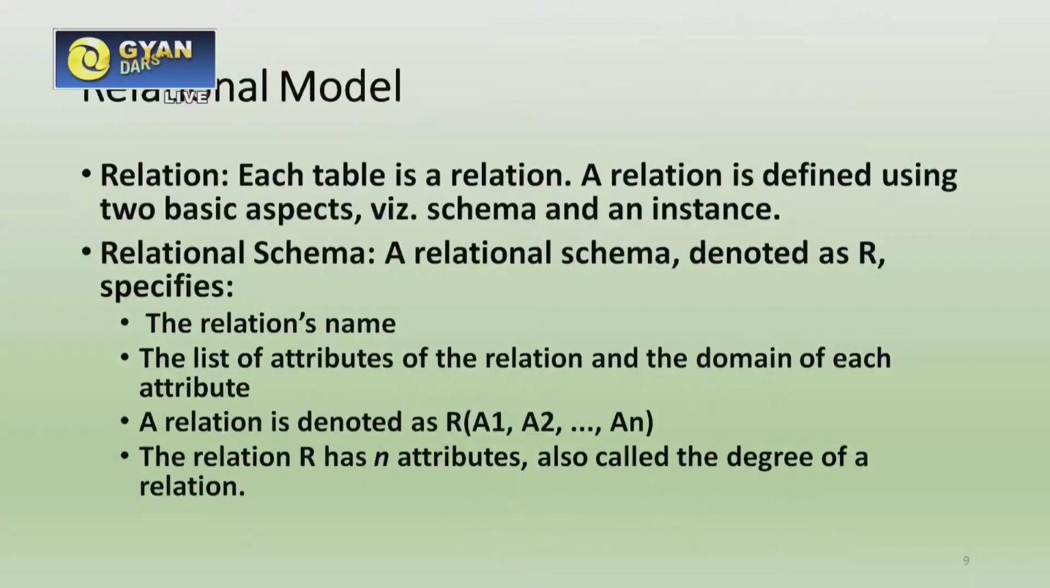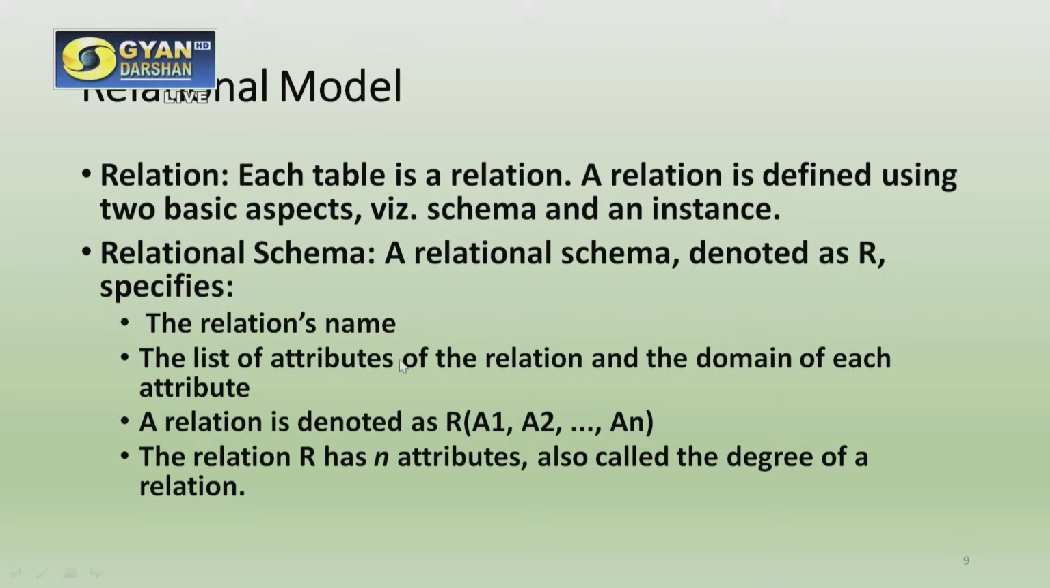Well, in the relational model, there are certain key characteristics. That is, each table is a relation. A relation is defined using two basic aspects. One is called the schema, and another is called an instance. Now this term instance is very, very important for you, so remember this particular term. The schema, which is denoted with capital R, okay, it is denoted with capital R.